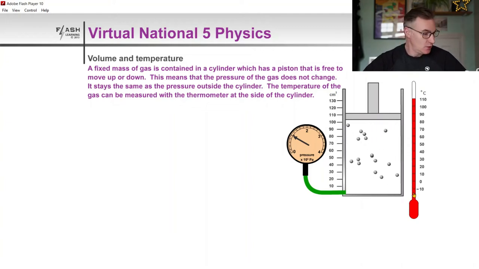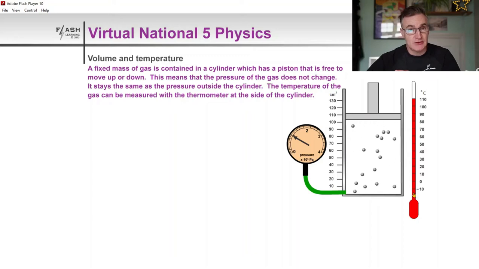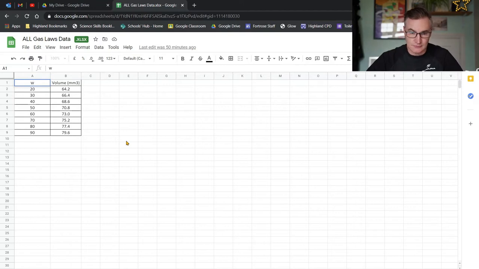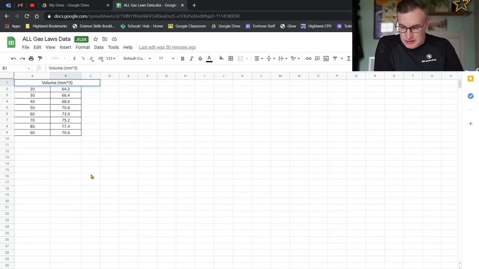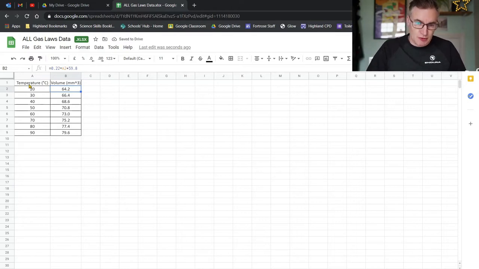Okay, so we will go back and look at the spreadsheet where we have some recorded data from last year. So again, for temperature, we're taking readings every 10 degrees from 20 degrees Celsius to 90 degrees, and we're measuring our volume in millimeters cubed. First thing, as always, we're going to plot a graph. We'll just capture both of those columns and insert the chart.